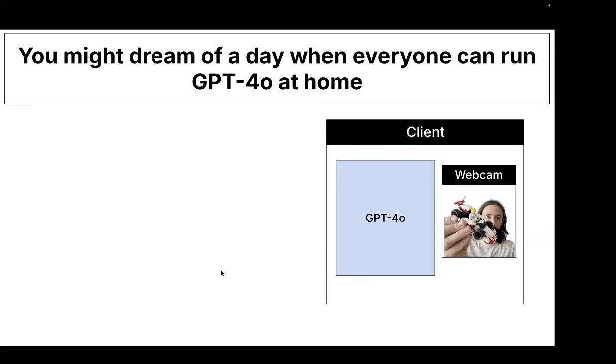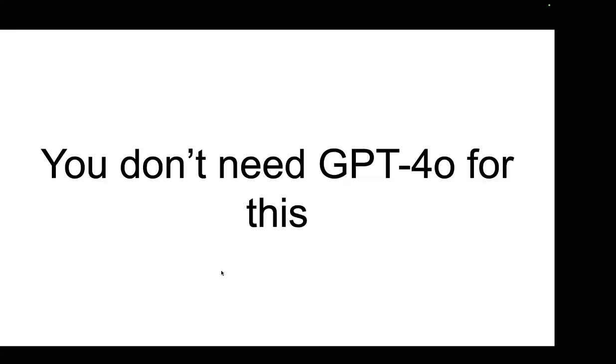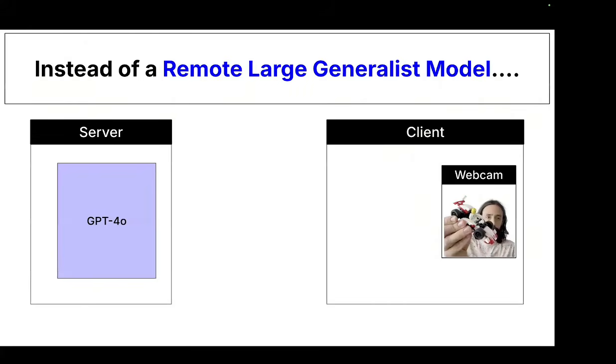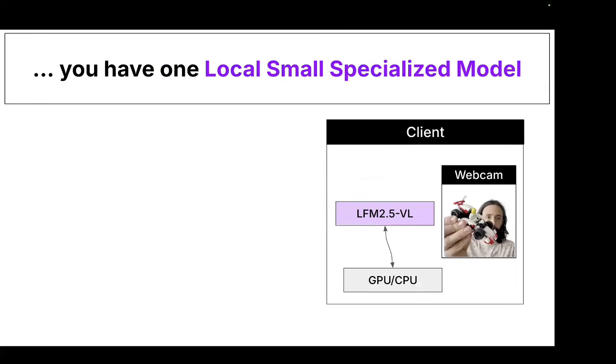But, and this is the takeaway, and this is the good thing, you don't need in 2026, so 22nd of January 2026, which is today, you don't need GPT-4o for this. You don't need it for most vision language tasks out there. Instead of having a remote large generalist model, small models have gotten to the point where, together with advancements in hardware, in GPUs, in CPUs, in NPUs, this thing works fast enough and precise enough so you can deploy it locally.